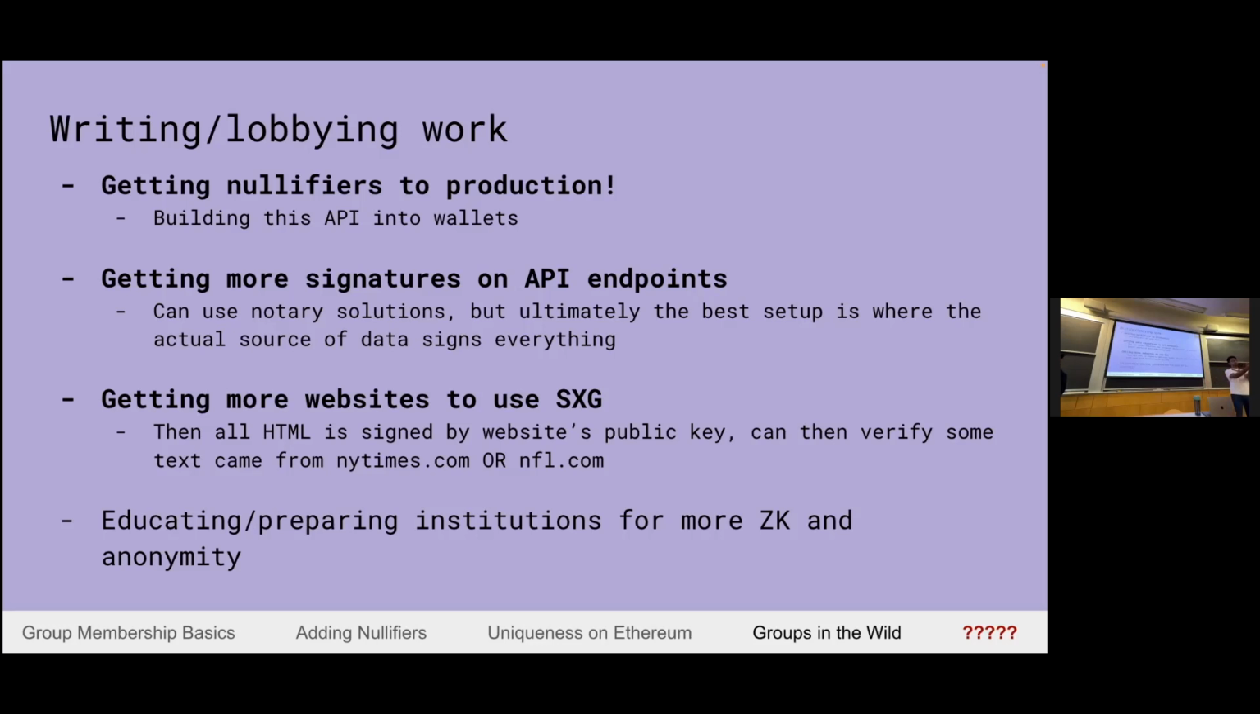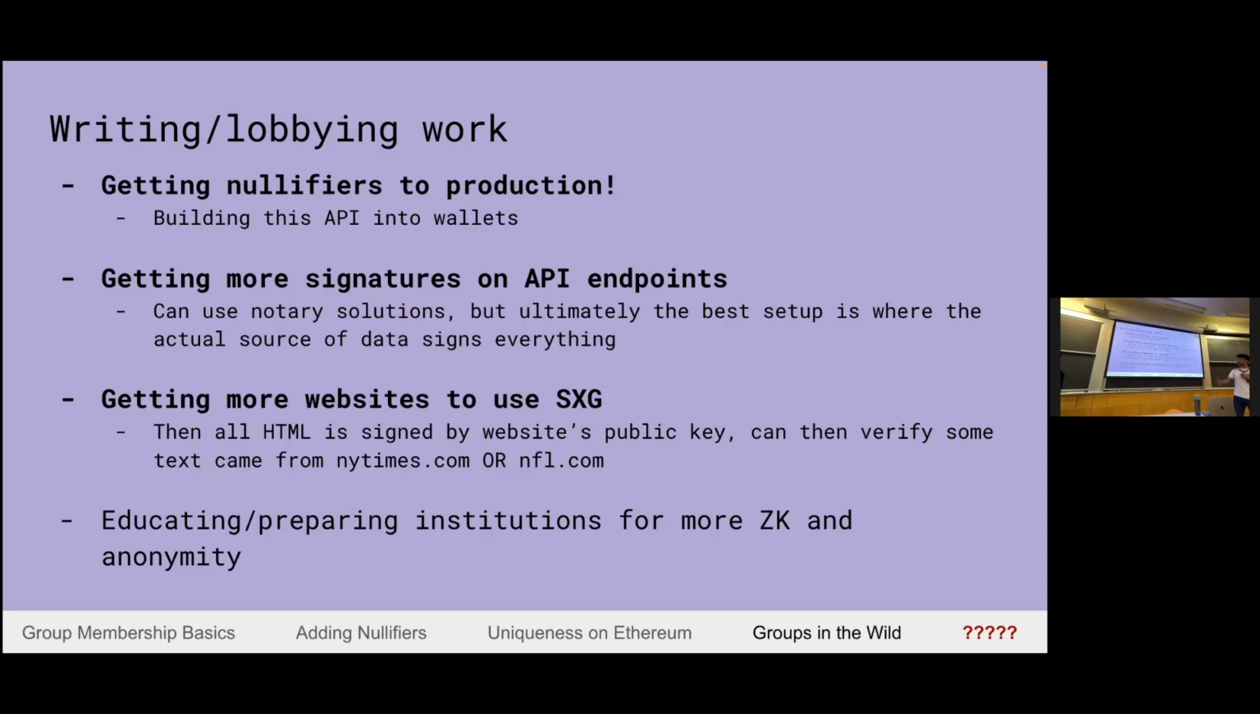There's an amazing team right here working on ZK tax auditing with a really cool solution where a notary does the signature for you. But the ideal solution is the IRS themselves signing these tax documents. The actual source of the data puts a signature that you can verify, and then you can start doing these ZK proofs, so there's no third party involved.